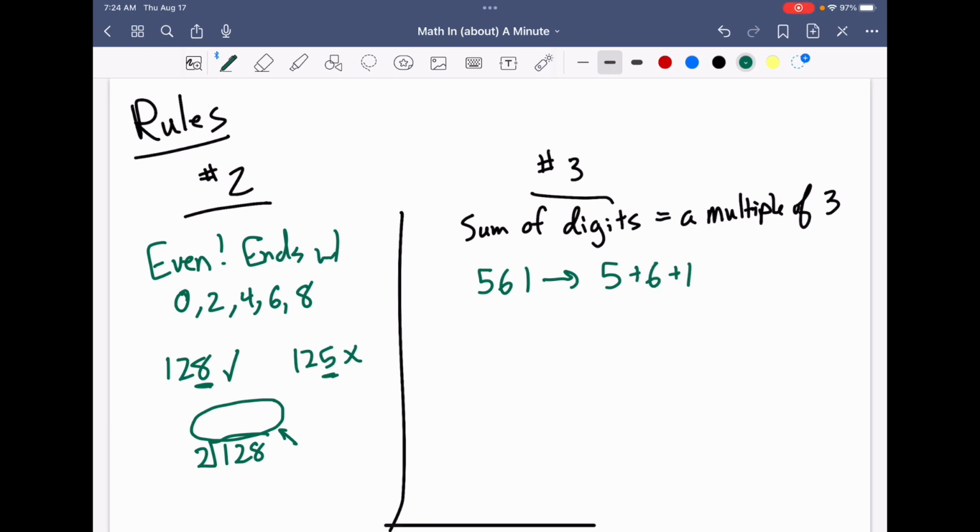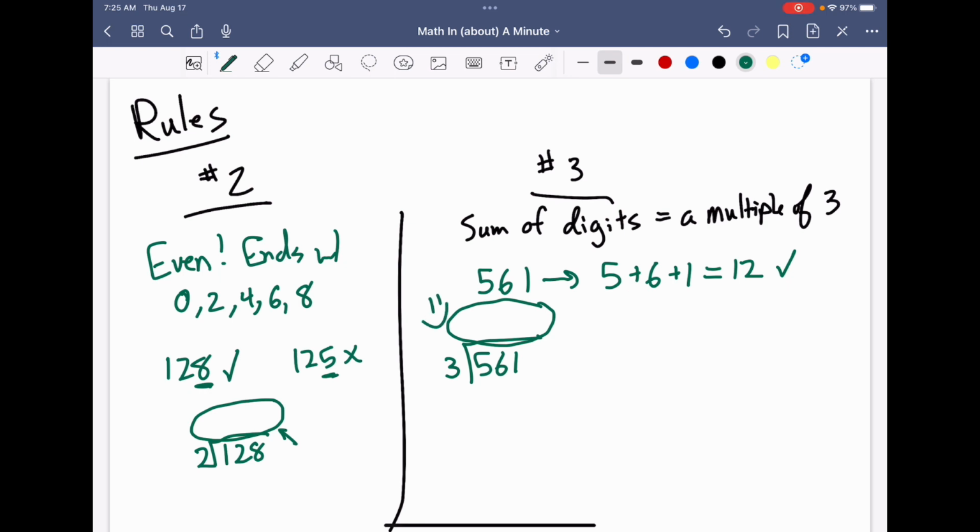And this is how we do it. You just break each digit down and add them all up. That equals 12, and 12 is a multiple of 3. So I can take 561, divide it by 3, and again, I'm going to get a good, clean, happy answer here. It's going to work out.